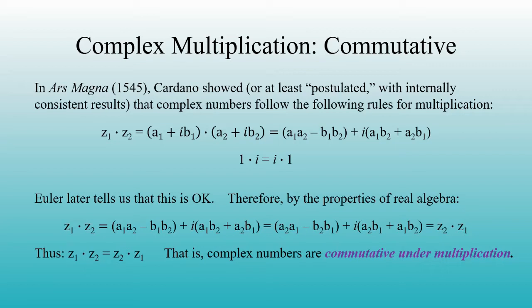And hey, it's good enough for Euler. Okay, so with Euler's blessing, we can go ahead and use the properties of real numbers to manipulate the product to show that z1 times z2 equals z2 times z1. Complex numbers are commutative under multiplication. Spoiler alert. This is going to be the first place where quaternions and later vectors will deviate from normal. Neither of them commute.